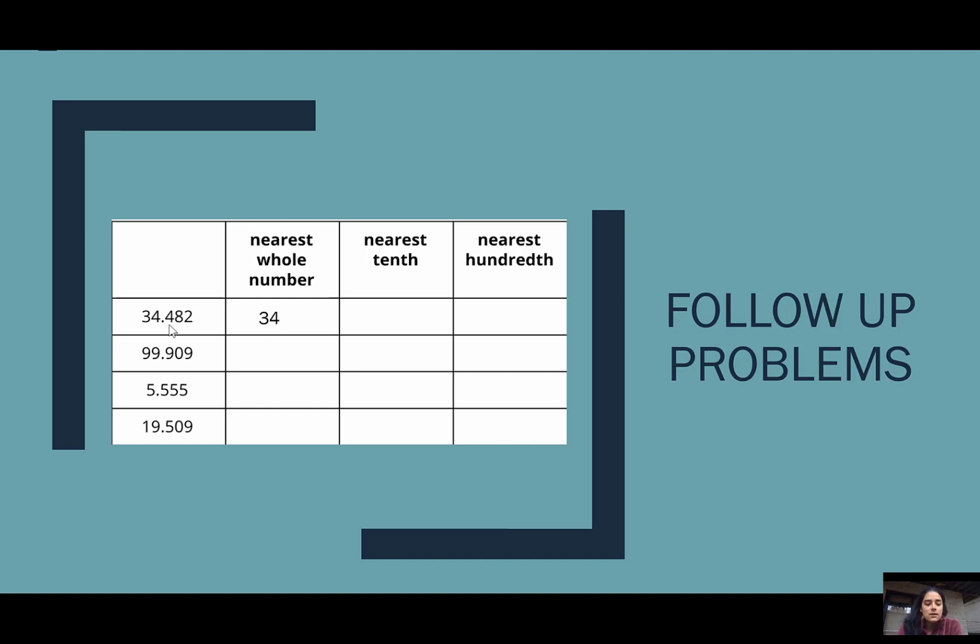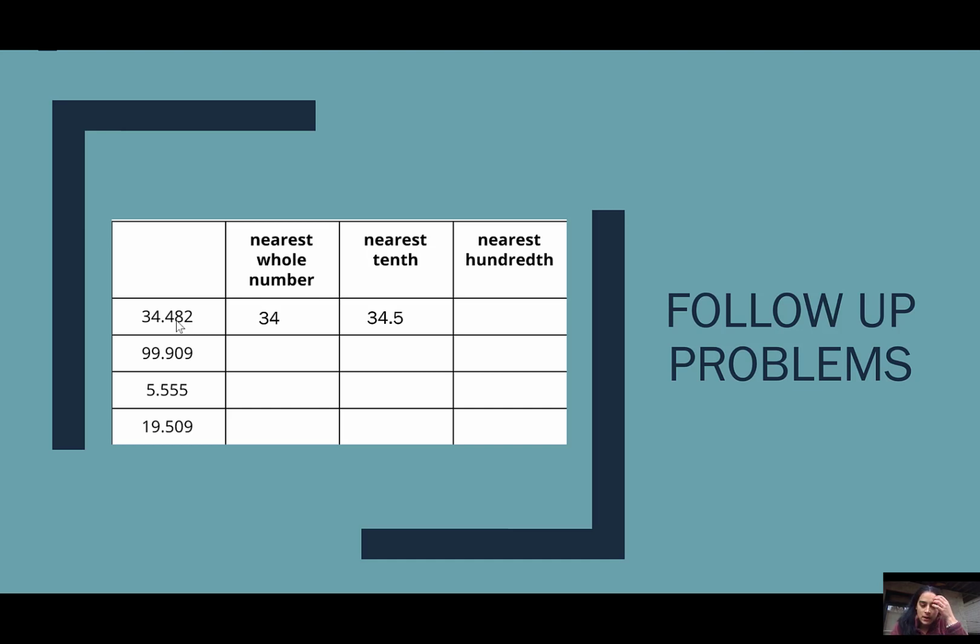Now, let's look at the nearest tenths place. There's a 4 in the tenths place, but to decide what happens to 4 tenths, I have to look next door to the 8 in the hundredths place. Since 8 is much larger than 5, that 4 tenths is going to bump up to 5 tenths, so this number rounded to the nearest tenth is 34 and 5 tenths.